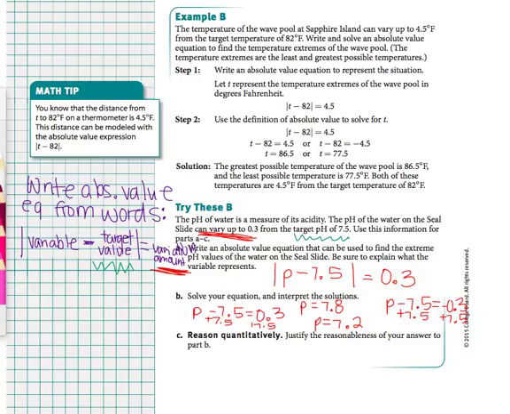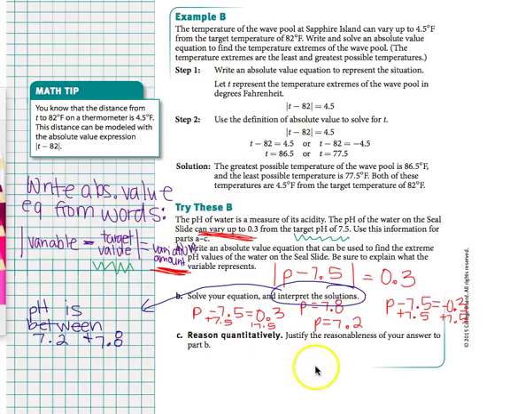Now, those are the solutions. We need to interpret them, interpret the solutions. So what that means is the pH is between 7.2 and 7.8, or you could say the lowest possible pH or the lowest acceptable pH is 7.2, the highest possible pH is 7.8.